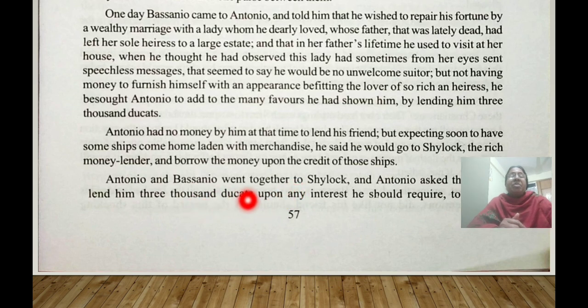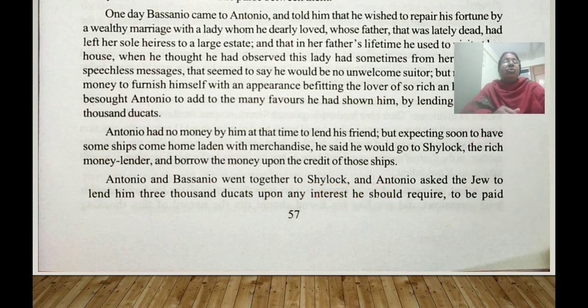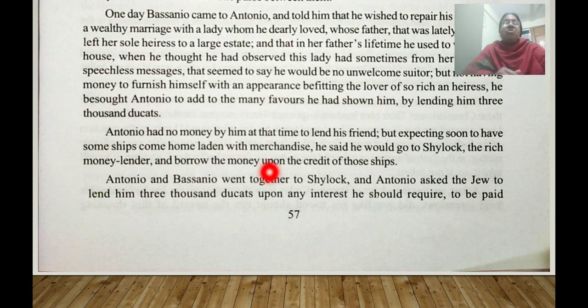So Antonio and Bassanio went together to Shylock, and Antonio asked the Jew to lend him 3,000 ducats upon any interest he should require. So what happened? Antonio went to ask Shylock for the money for his best friend. How much did they want? They wanted 3,000 ducats upon any interest he should require. So what did Antonio tell him? That you can take any kind of interest. Whatever you require, he is ready to pay.